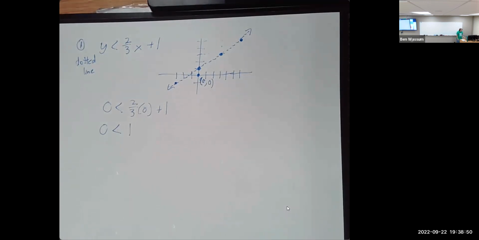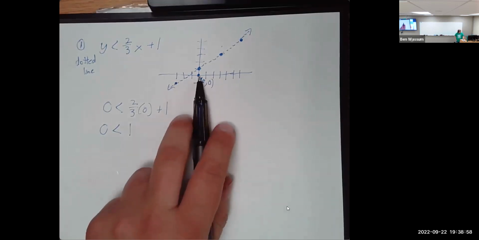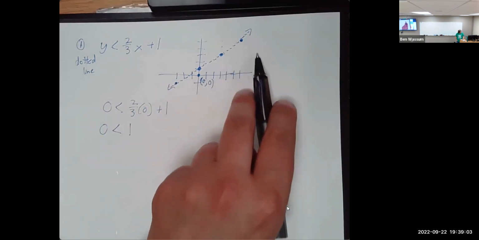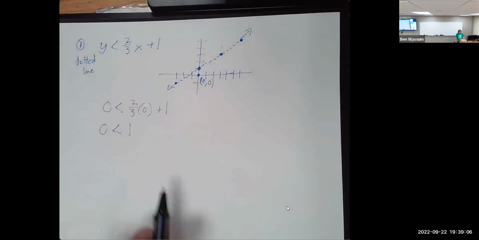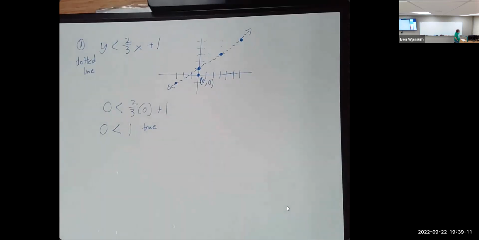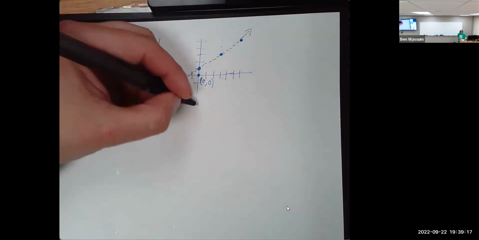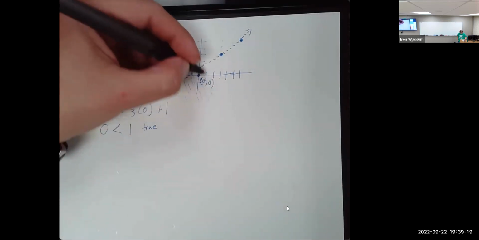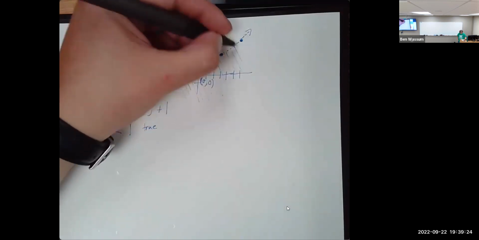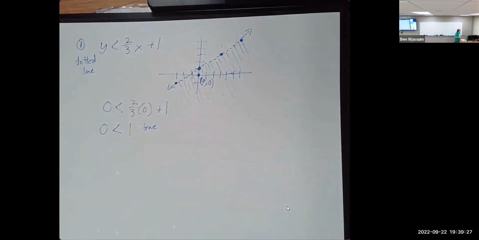Is that true? Yeah, absolutely. 0 is absolutely less than 1. So that means this point satisfies this inequality, and any other point I pick on this side of the line is going to satisfy the inequality. It's always going to spit out a true statement every time. So at that point, you're good to just shade this side. You ever try to shade something with a pen? Kind of awkward. But you're going to shade that side of the line.